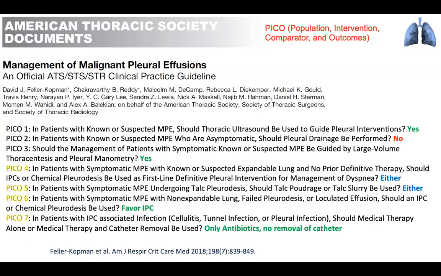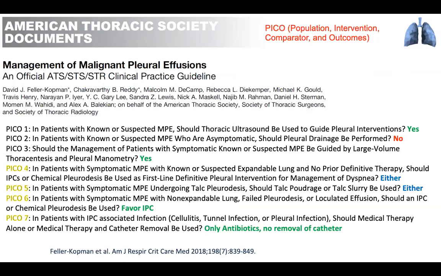Should patients who have symptomatic or suspected MPE have management guided by large volume thoracentesis and pleural manometry? The answer is yes. So we usually try to do this as our first intervention. You could do manometry by continuous flow monitors, which are expensive, or by a poor man's technique, zeroing the pleural space at the level of entry of the catheter and then measuring pleural pressures every 200 to 300 cc's.